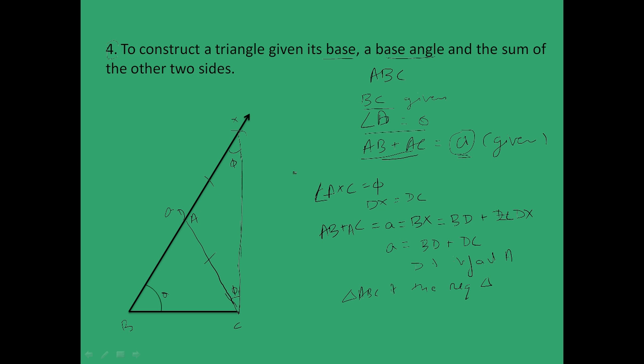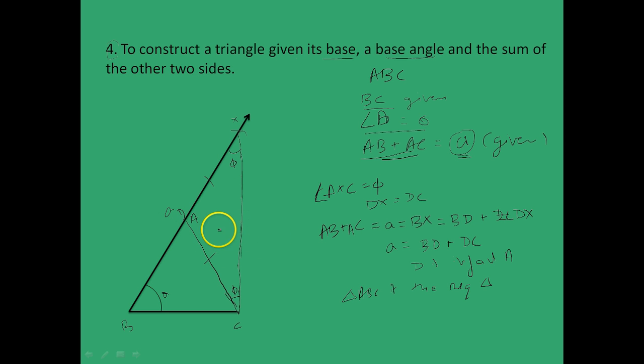Hi, this is a continuation of our lecture on constructions. If you had seen the last lecture, we had ended with this, that is constructing a triangle given its base, a base angle, and the sum of the other two sides. We have some additional comments that we wish to make regarding this construction.